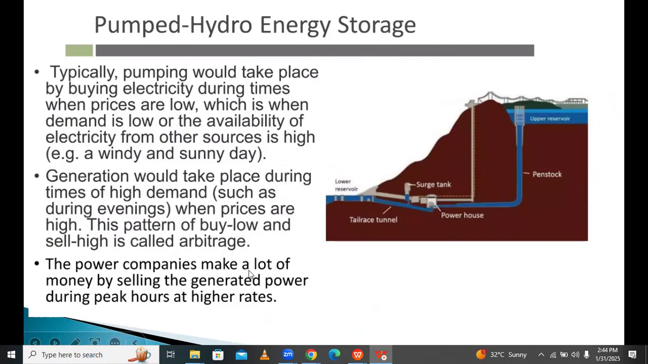The power companies make a lot of money by selling the generated power during peak hours at higher rates. This is the advantage. Under heavy load, heavy demand condition, it can act as a source. Under light load condition, it can act as a load. This is the operating principle of pumped hydro storage system.